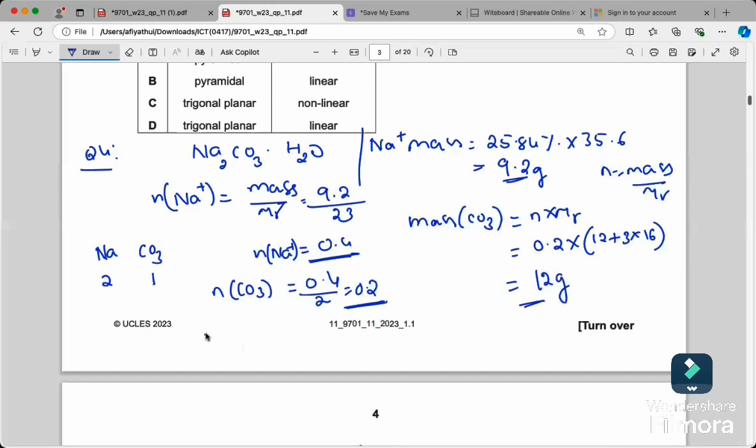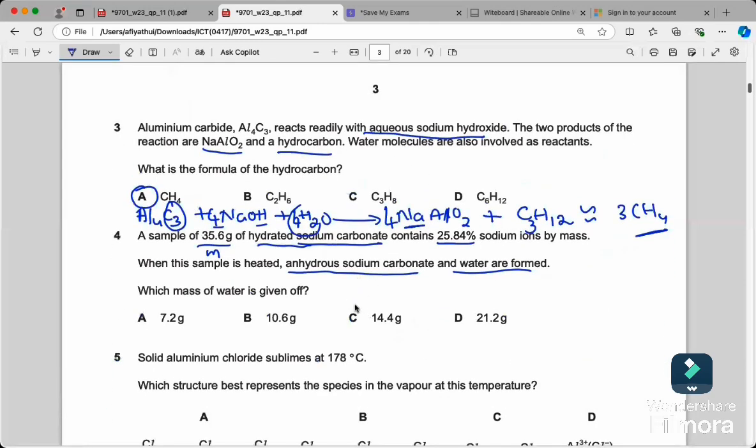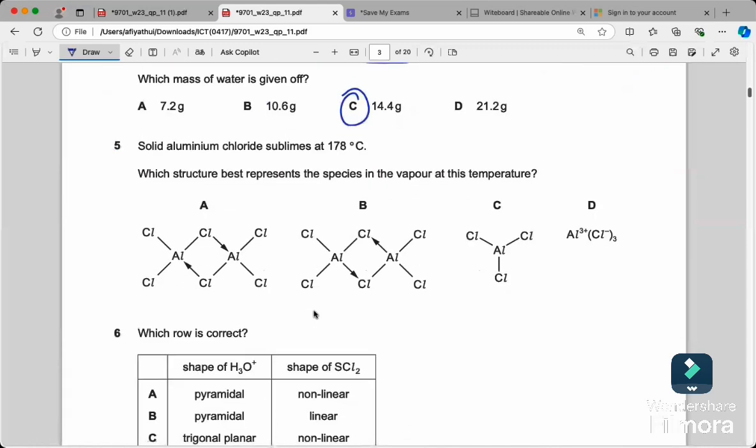Okay. Therefore, from 35.6 grams, if you subtract 12 grams and 9.2 grams, you're going to get the mass of water. So 35.6 minus 12 minus 9.2 will be 14.4 grams. So your good option is going to be C. I hope you clear it.